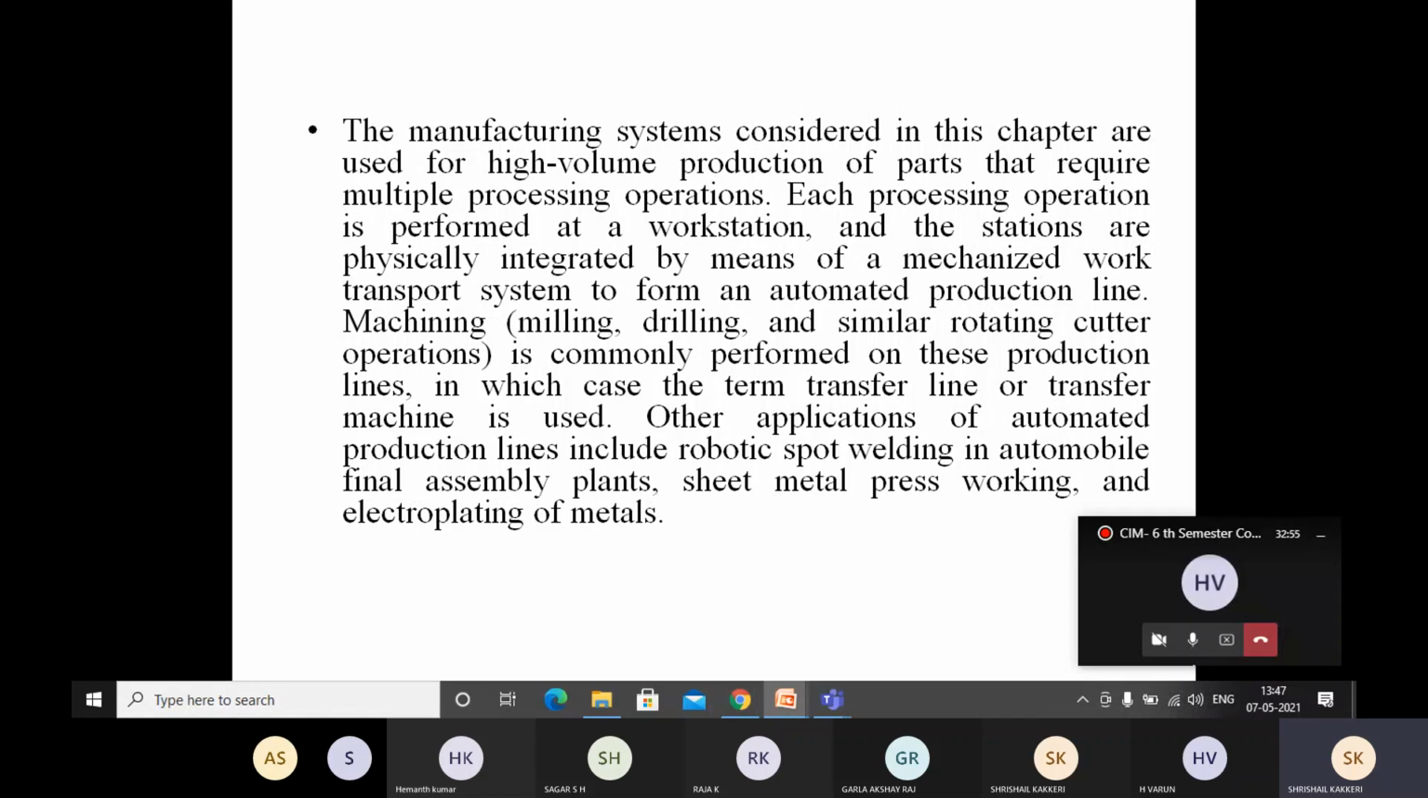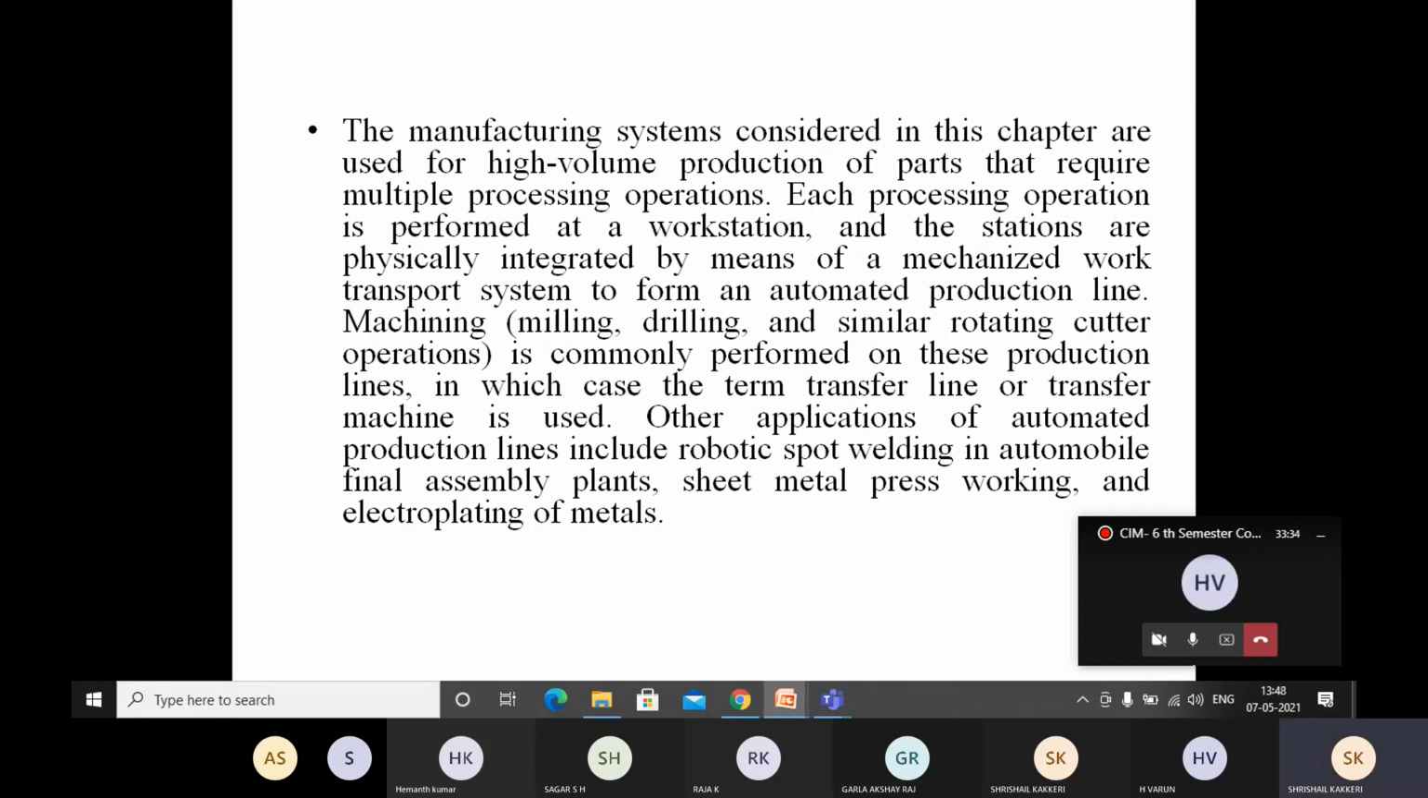Automated production lines are those where the workstations will be integrated by means of a definite work transfer unit and conveyors. In between the two workstations, the conveyor will be transferring the material from one station to the other station. And the conveyor movement will be decided based on the workstation which will be consuming the maximum amount of time for the operation. Once a particular operation is done, then it will go to the next station, like that.